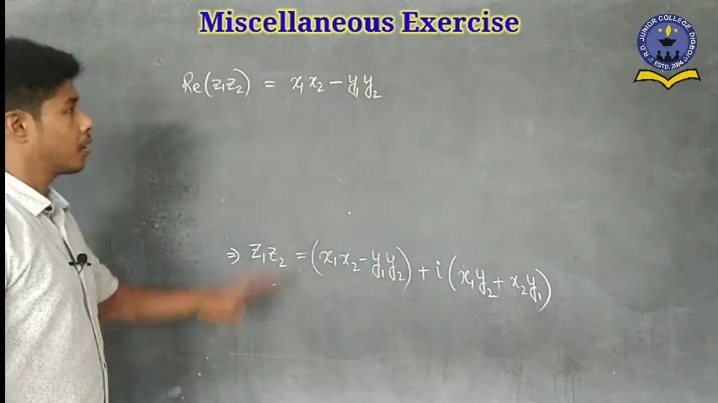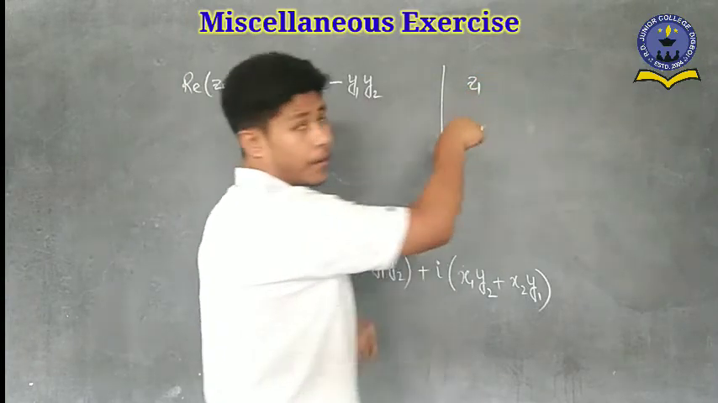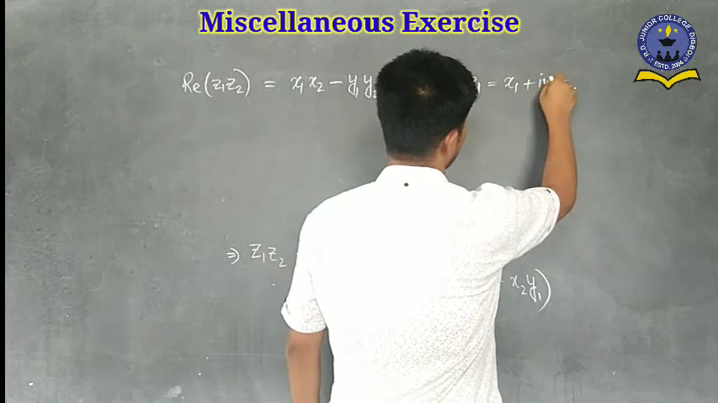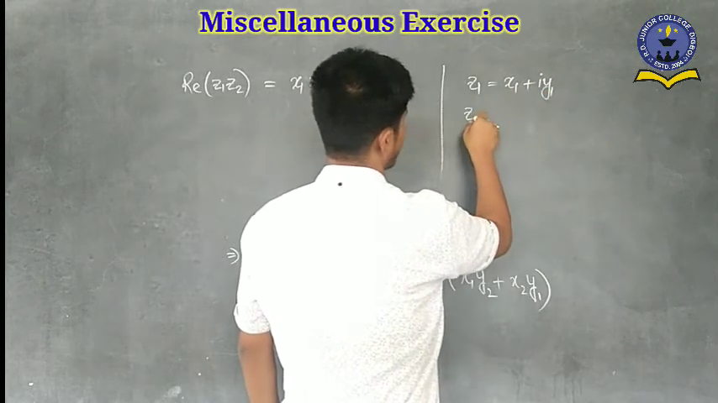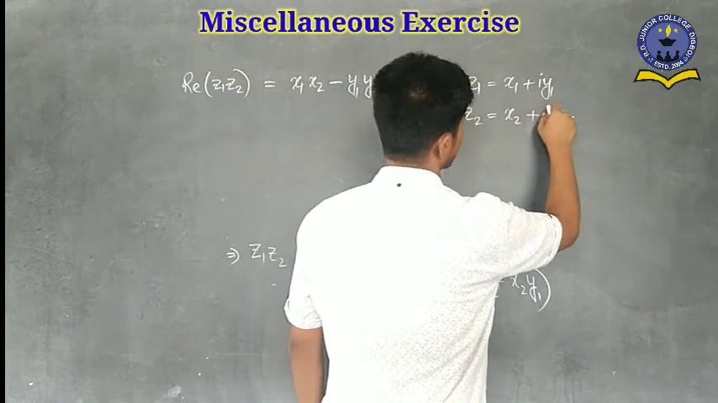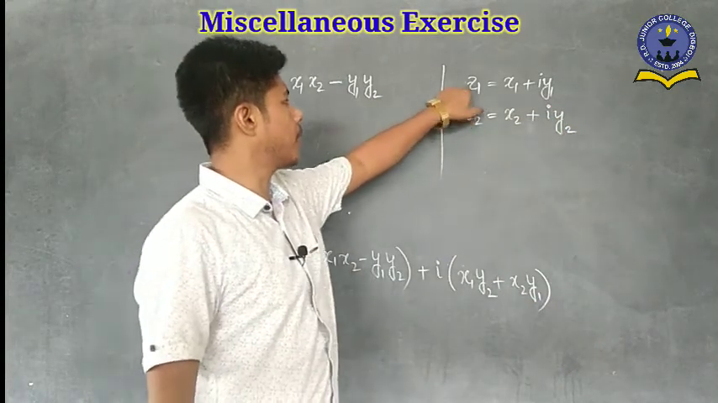Is it clear? So now if you see again, for the first complex number z1 we write x1 plus i y1, and the second complex number z2 we write x2 plus i y2. So in this case, for z1, x1 is what?